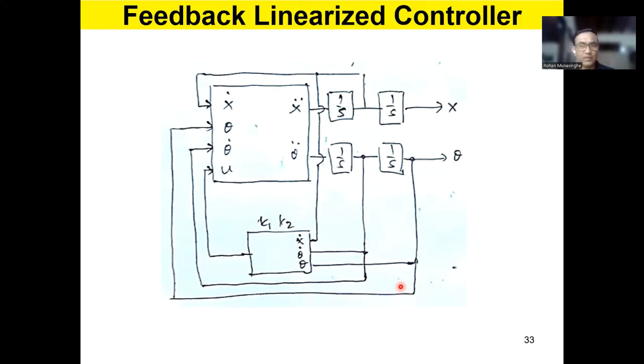You can still have an extended Kalman filter if you want, with some noise and all that, right? But here I have just taken the actual two signals. This is x dot, this is theta dot, this is theta. They all go to the controller. This is the feedback linearized controller. We have two gains K1 and K2, and it calculates U, which goes into the actual plant, and you get the new accelerations, x double dot, theta double dot.